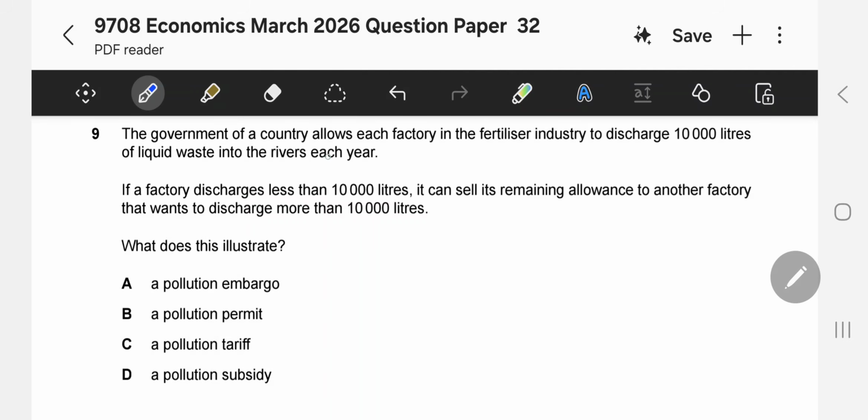The government of a country allows each factory in the fertilizer industry to discharge 10,000 liters of liquid waste into rivers each year. If a factory discharges less than 10,000 liters, it can sell the remainder. This looks like a pollution permit. It can sell its remaining allowance to another factory that wants to discharge. So what does this illustrate? This is obviously a pollution permit.